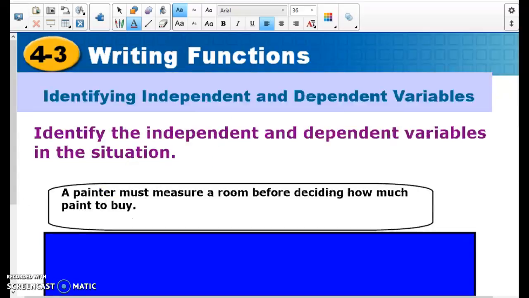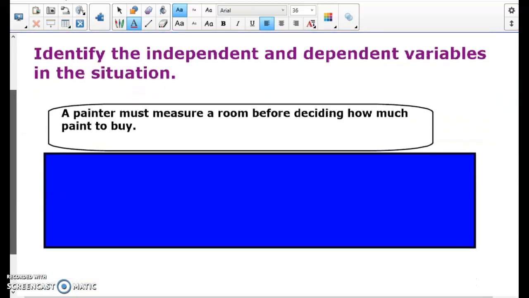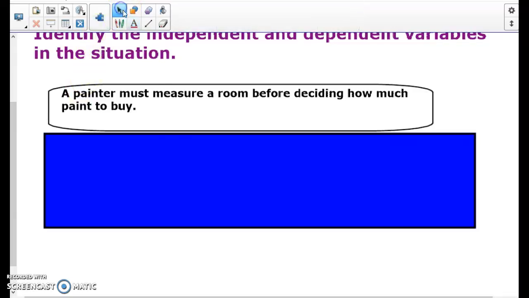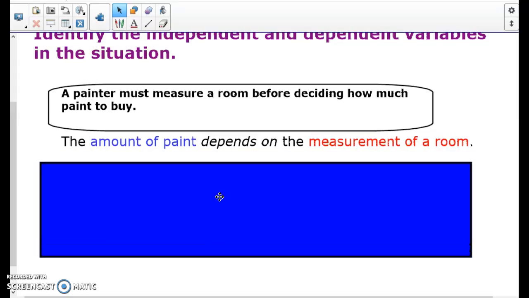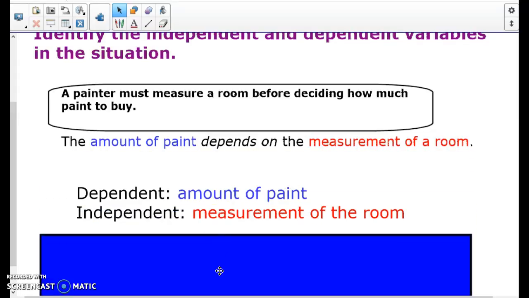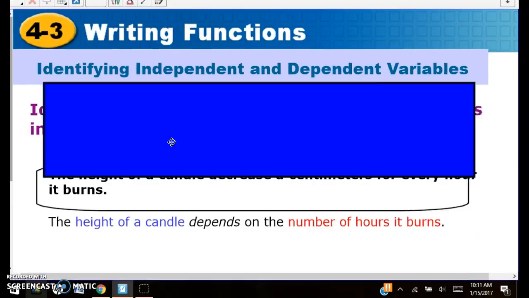Okay, so we're going to go through some situations. A painter must measure a room before deciding how much paint to buy. So what's going to be the independent, dependent here? The amount of paint depends on the measurement of the room. So dependent is the paint. Independent is the room. The room isn't magically going to change its shape. If you want to paint your bedroom, it's not going to get smaller or bigger because you want to paint it. But the amount of paint for your bedroom versus your brother or sister's bedroom might be different because of the size of the room. So the amount of paint depends on the size of the room.